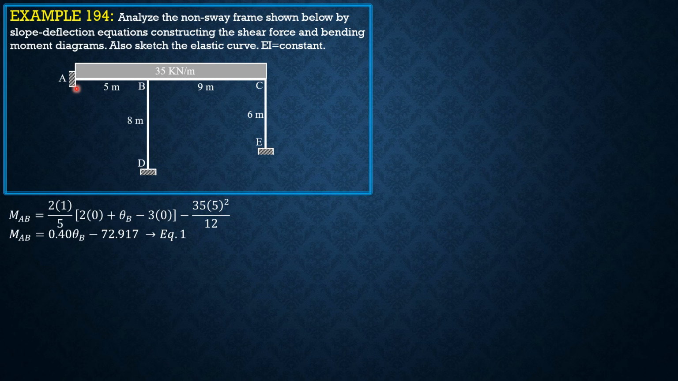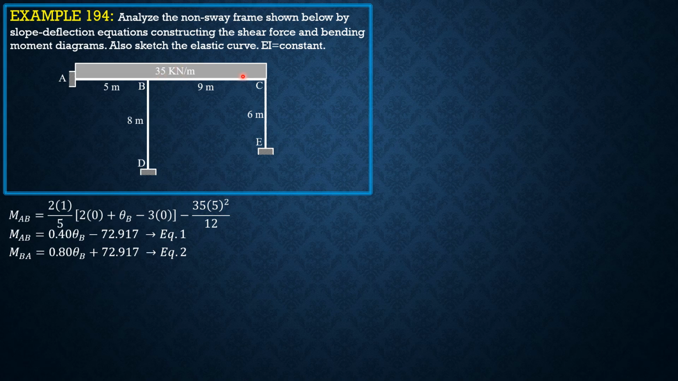Moment BA, on the other hand, because theta B will be doubled, this becomes 0.8 theta B, and the fixed end moment will be the positive of this because of symmetry. So moment BA is 0.8 theta B plus 72.917. Equation 2, or you may set up that. The explanation is it's the same. Moment BA is 2 times 1 over 5, quantity 2 times theta B, then plus theta A, which is 0, minus 3 times 0, then plus 35, 5 square over 12. So that's the result.